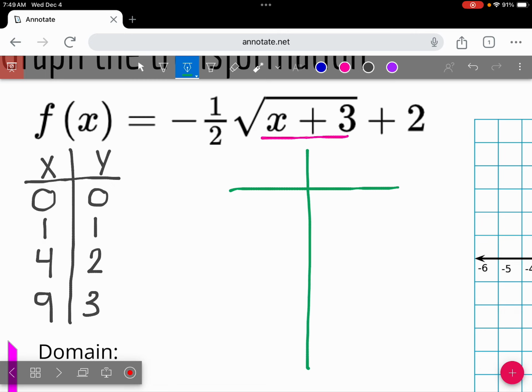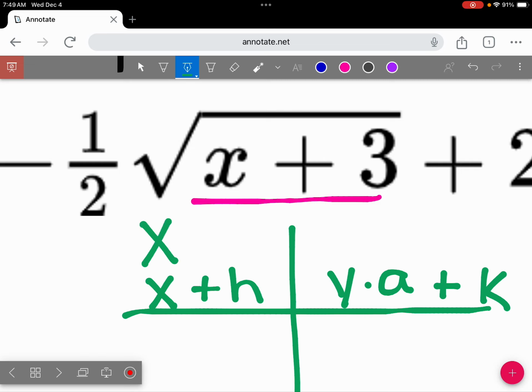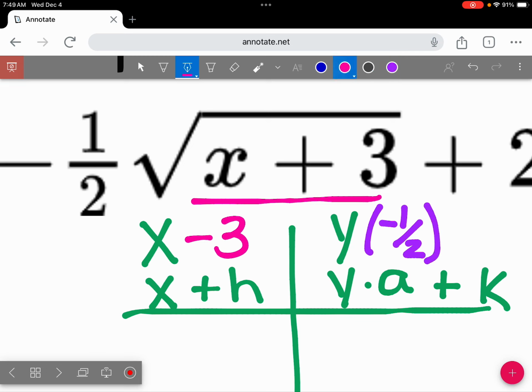So we're going to do our transformation table over here. We're going to take our x plus h, y times a, plus k. So, x plus h would be x minus 3. And our y is going to be y times -1/2 plus 2.